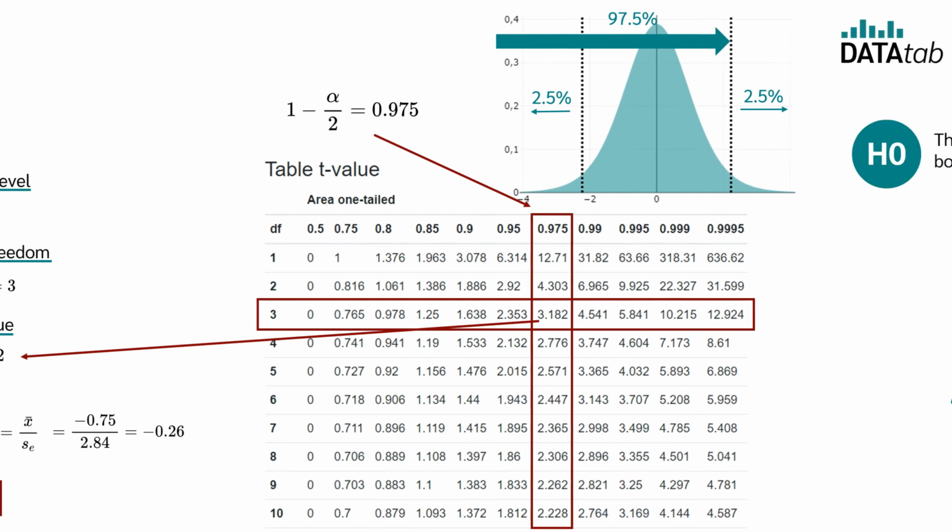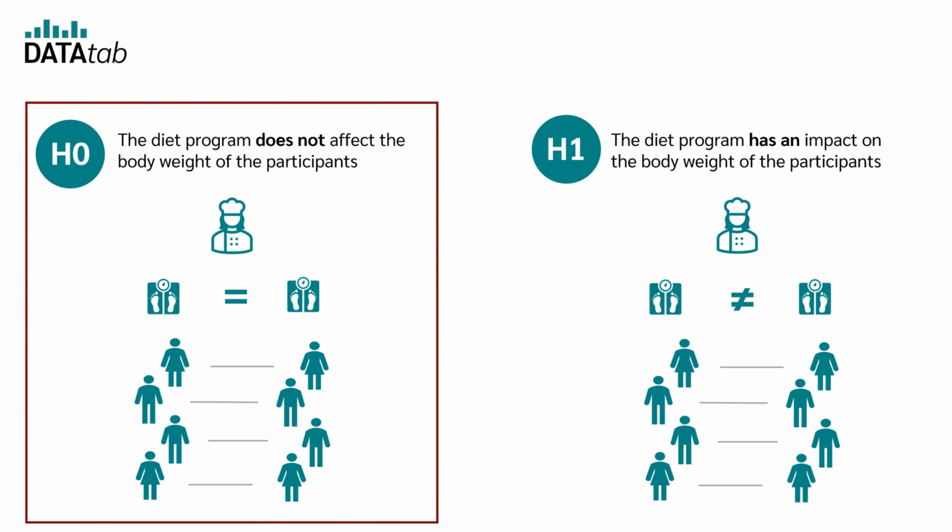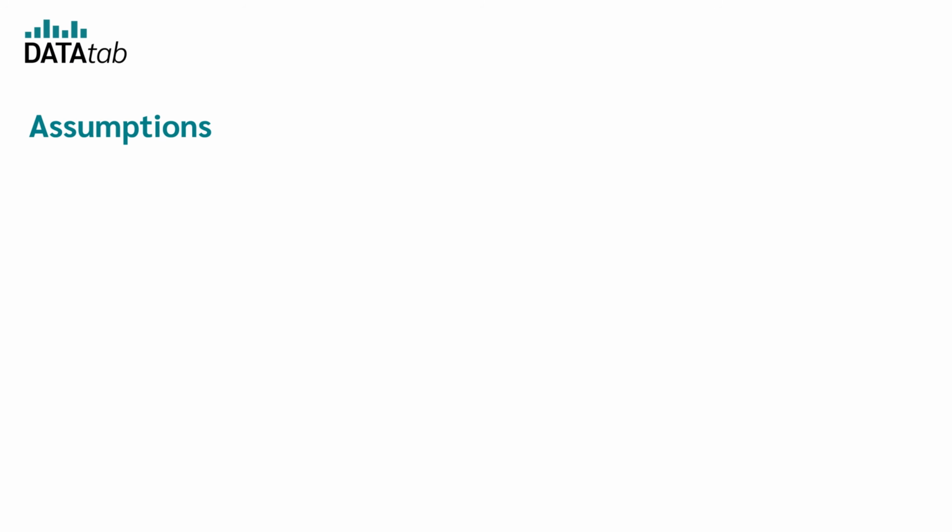Our null hypothesis is the diet program has no effect, and the alternative hypothesis is the diet program has an effect on the body weight. Our calculated t-value was smaller than the critical t-value. Therefore, based on these data, we retain the null hypothesis and assume that the diet program has no effect on body weight. So let's start with the first assumption now.